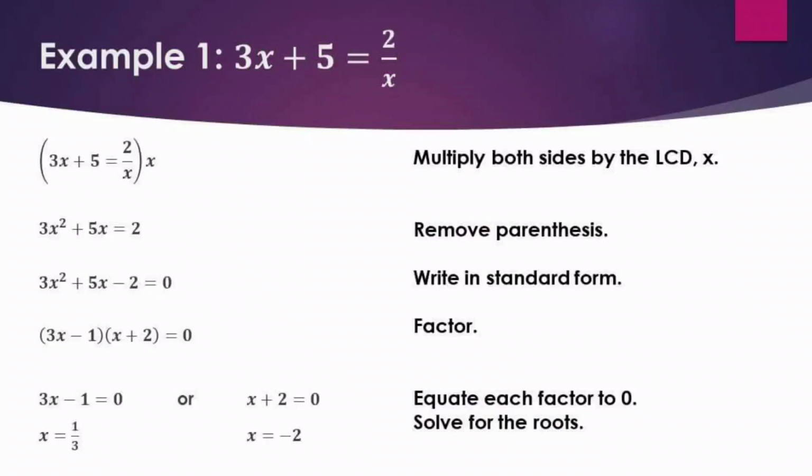Factoring the trinomial, we should be getting 3x minus 1 times x plus 2. Upon getting the factors, we should equate them to 0 to further solve for the roots. 3x minus 1 equals 0 will become x equals 1/3, and x plus 2 equals 0 will result to x equals negative 2 upon solving for the value of x. Therefore, we can say that the roots for this example will be 1/3 and negative 2.